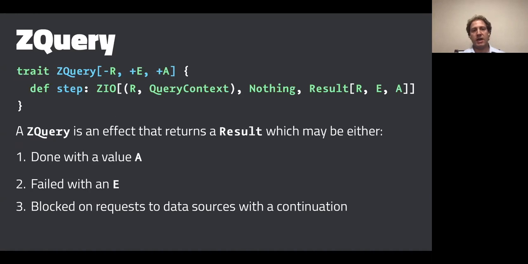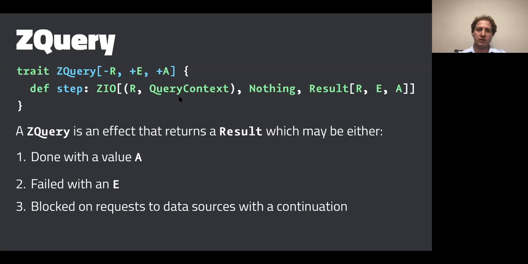So the key data type in ZIO Query is this ZQuery, which is really defined in terms of this one method here that essentially describes taking one step in evaluating this query. And so this is an effect that is going to allow us to have an arbitrary environment. So if you're familiar with ZIO and how the environment type is used as either a reader monad effect, or you can think of it as just allowing you to model the capabilities that your program requires, you can have the same type of environmental requirements for any query that you could for a ZIO effect.